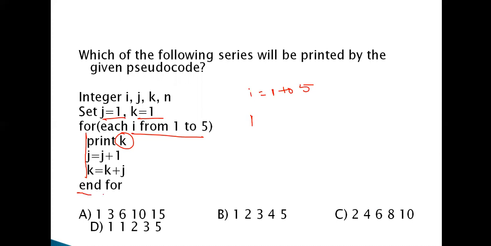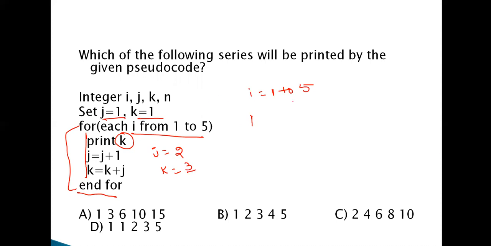This is a pseudocode. Whenever we write end for, only then is the for loop ended. That is the reason I am explaining this example. So now J value becomes 2. K becomes K plus J. What is K value? 1 plus 2, 3. K value is 3.